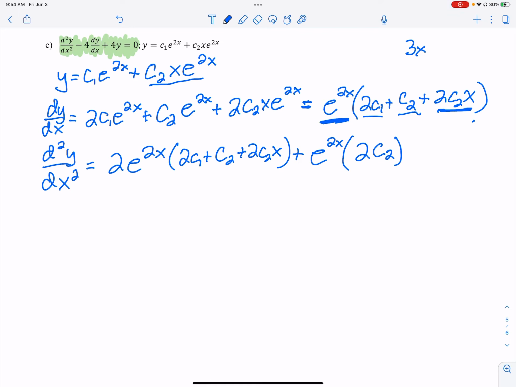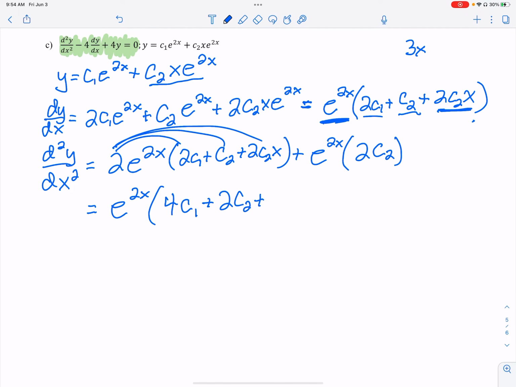All right, I'm going to shape this a little differently because I don't want to have to plug that whole thing in. Notice that everything has an e to the 2x. So I'm going to distribute this 2 through there as I factor out e to the 2x on both. So I get 4c1 plus 2c2 plus 4c2x plus 2c2. That's this thing. I just went ahead and factored it all out.